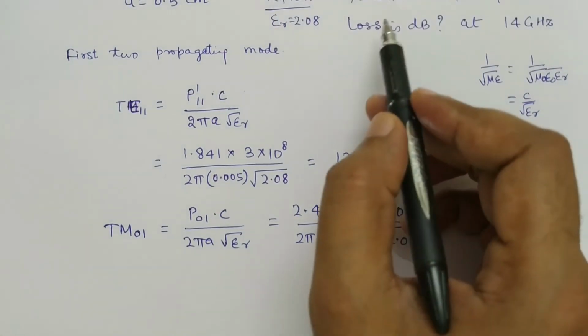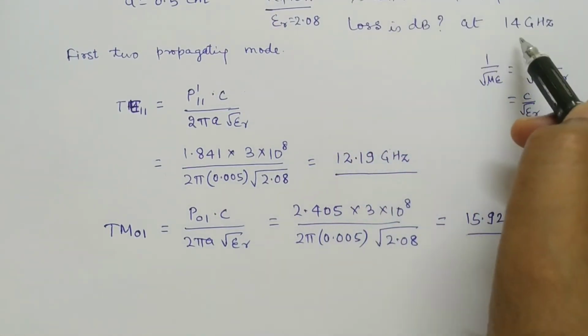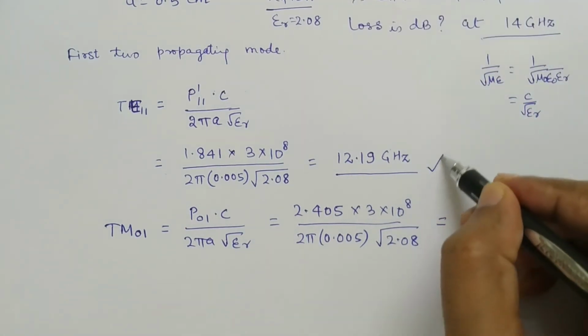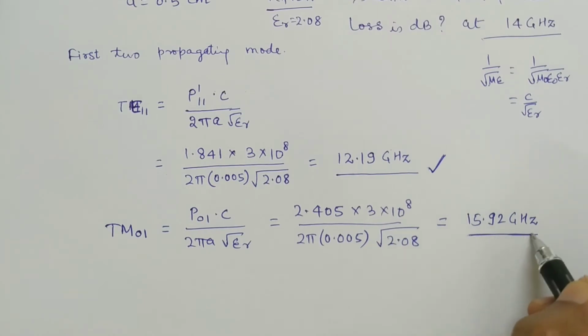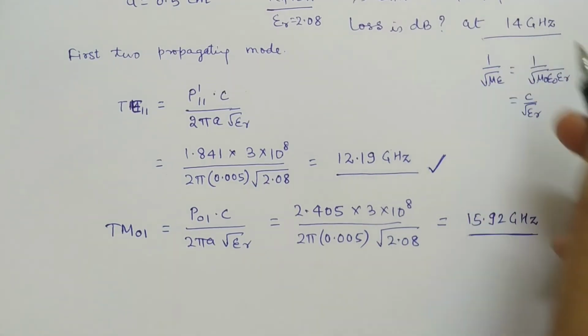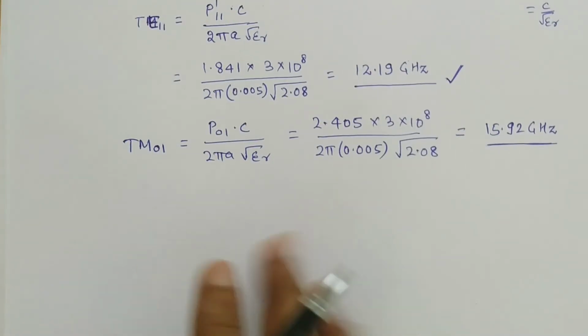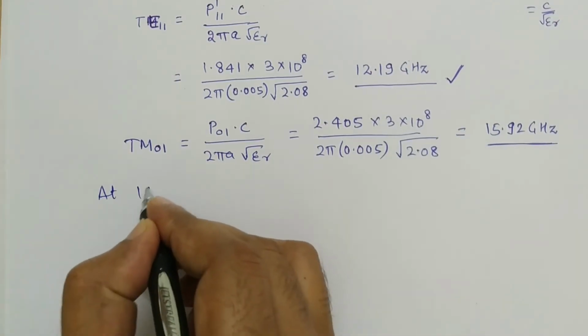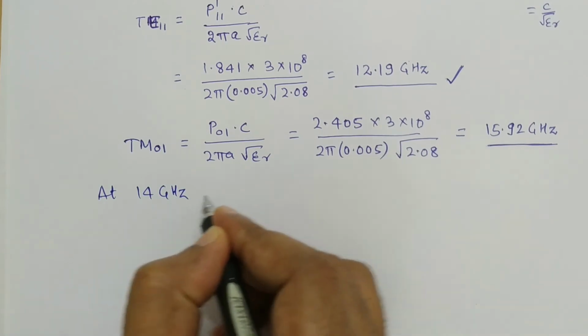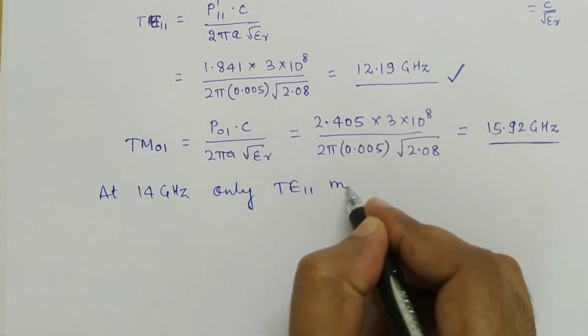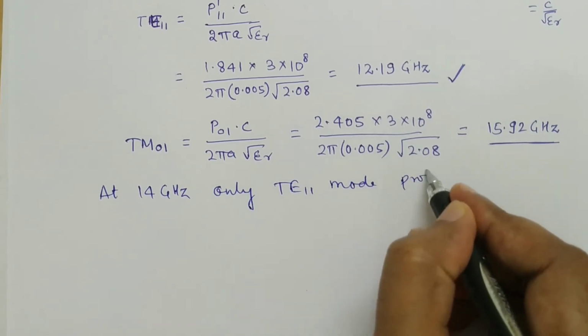Now, if this waveguide is operated at 14 gigahertz, only this mode will propagate, because this other cutoff frequency is more than the operating frequency. So this mode will not propagate. So at 14 gigahertz, only the TE11 mode propagates.